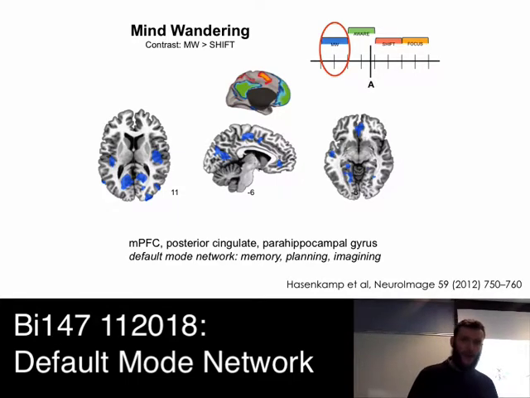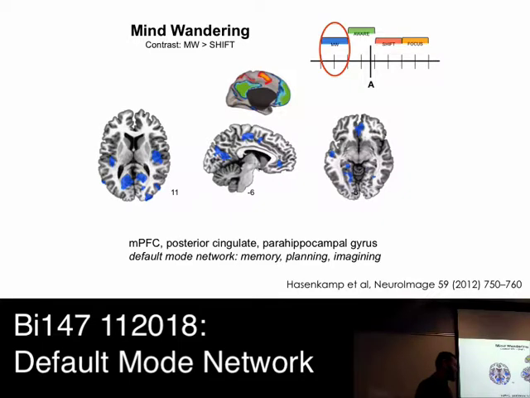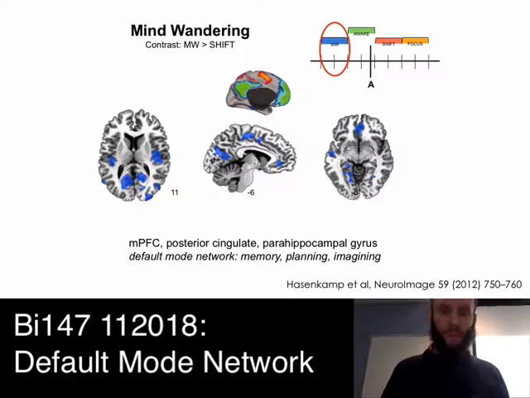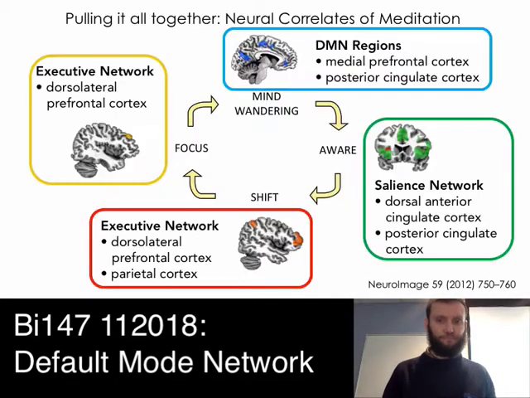And then lastly, mind wandering. So medial prefrontal cortex, posterior cingulate, parahippocampus. These are all the regions that we already talked about in the default mode network. So more or less confirming their hypothesis, all right? More or less confirming their hypothesis is the take home.